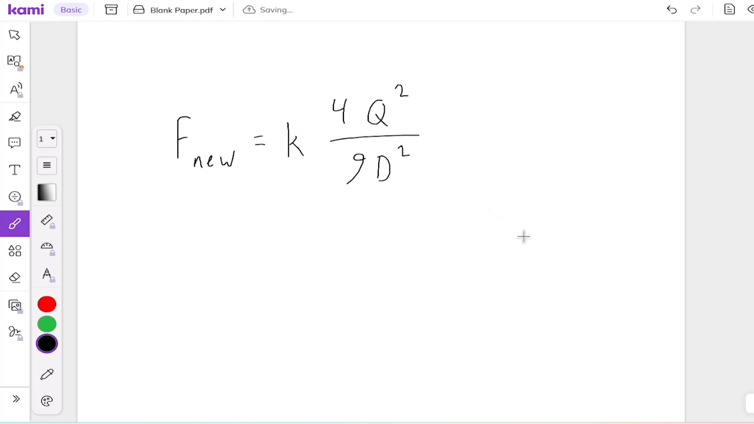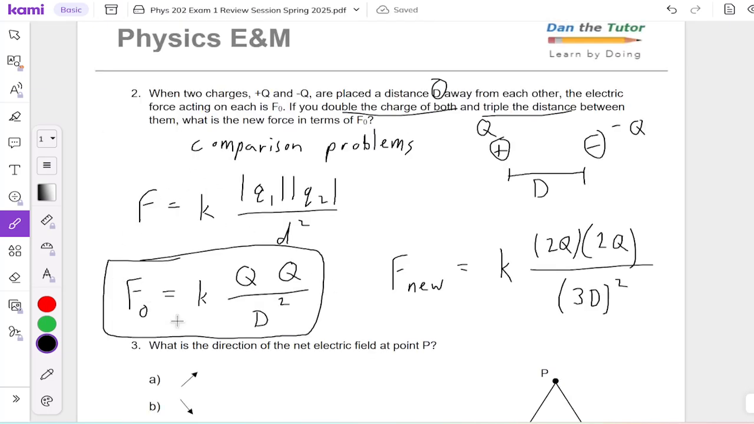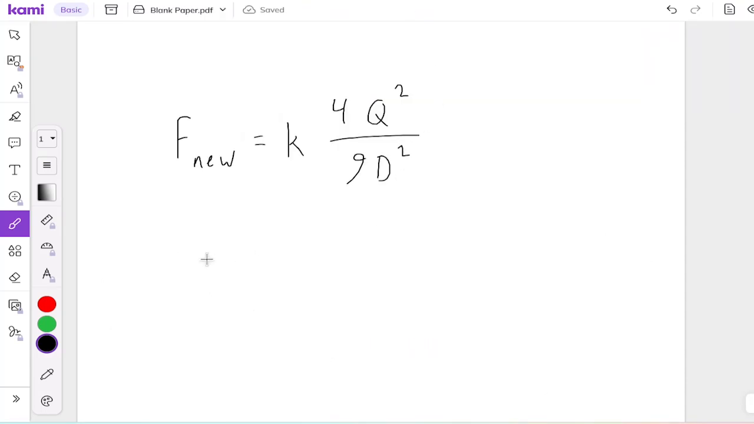And then here's the last step. You found the old one, you found the new one, great. By the way, a lot of people go straight for the new one. No, you start with the original, F naught. Always start with the original, even if you know it, okay? Trust me. And then back here, the final answer is you just divide the new by the original.